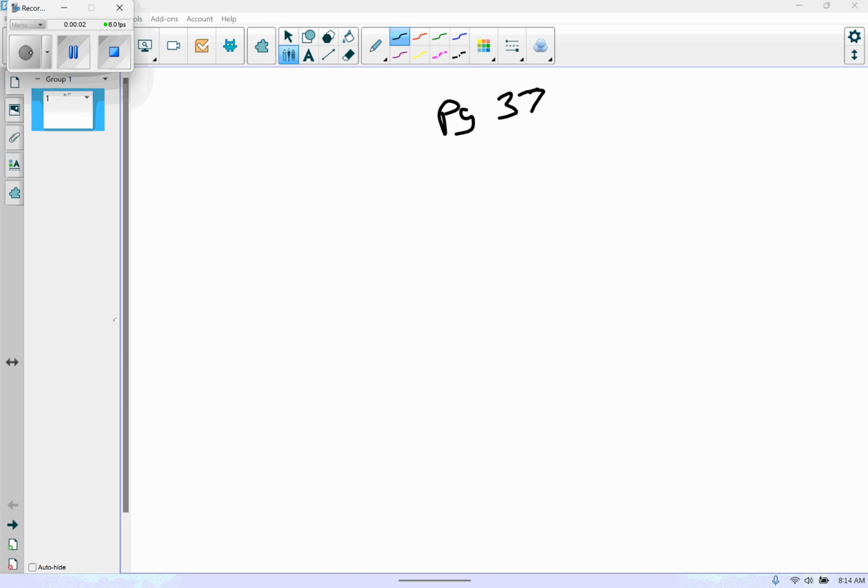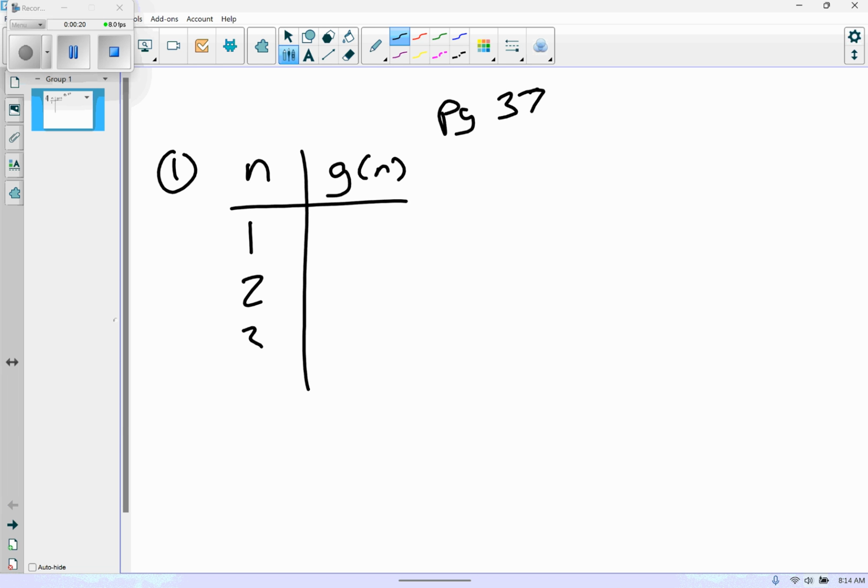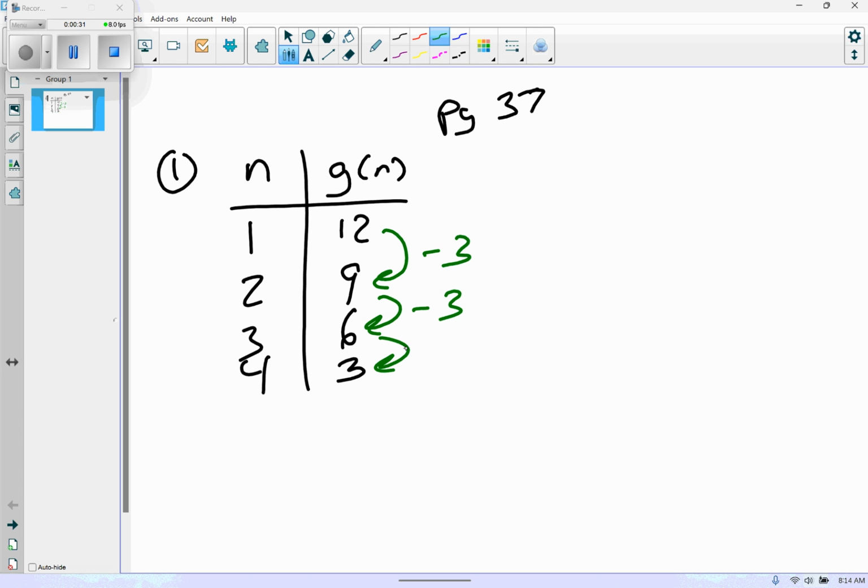Hi, Algebra 1. We are going to look at the homework, which was page 37 in the yellow book. So we want to identify the rate of change. Problem number 1, they have n, g of n, and then they have 1, 2, 3, 4 and 12, 9, 6, 3. Okay, it looks like I'm subtracting 3 each time, right? And this way, I'm adding 1.